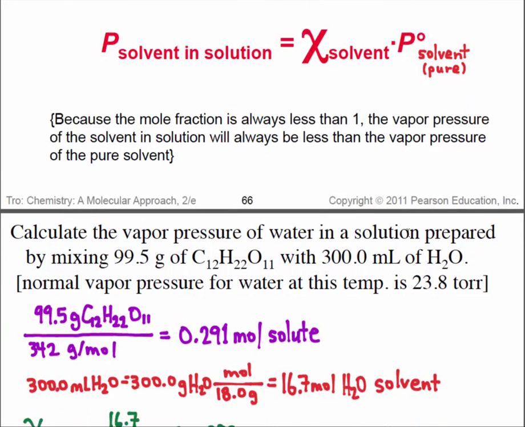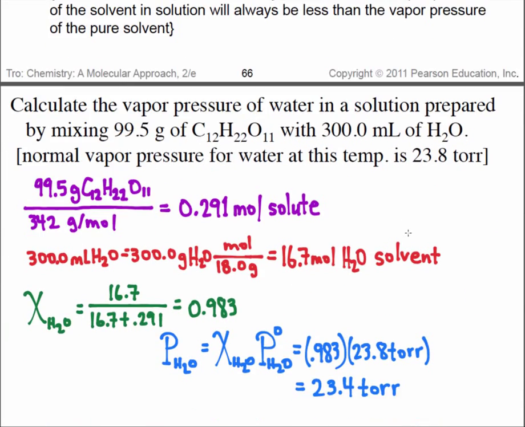That makes no sense at all. Example. Water has a vapor pressure of 23.8 torr at this temperature. What temperature? They didn't say the temperature. It looks like room temperature. I think I know. Water has this vapor pressure at room temperature.